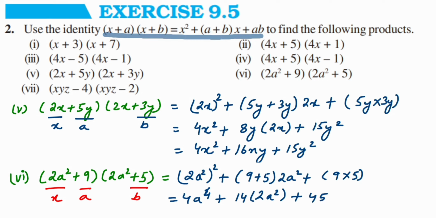Again we'll solve this, we'll get 4a⁴ plus 14 multiplied by 2 is 28, so 28a² plus 45. So this is the answer for the sixth question. Now we're left with the last one, seventh problem. Let's start doing this.